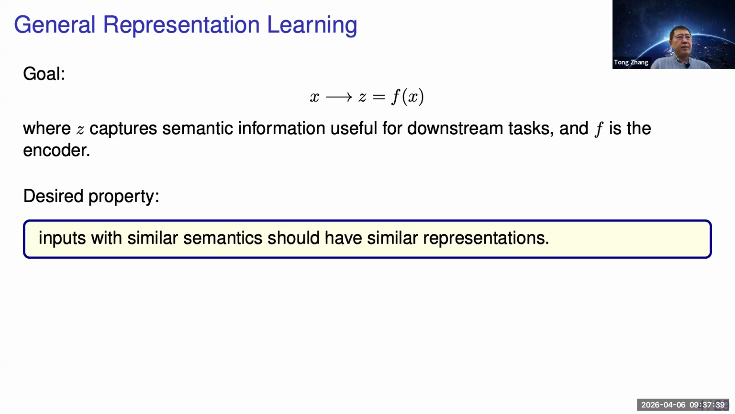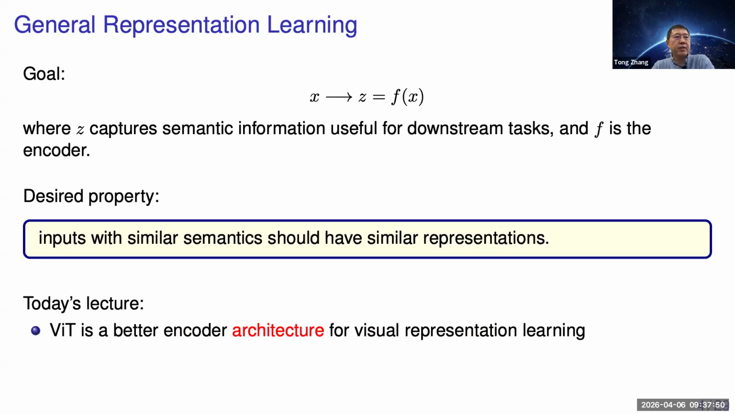So in the CLIP case, it's about how to interpret this similar representation, and it's actually quite a useful thing. So today's lecture, ViT, a better encoder. Now I think it's already taken over. If people think about encoding an image, they will think about the ViT instead of a CNN.